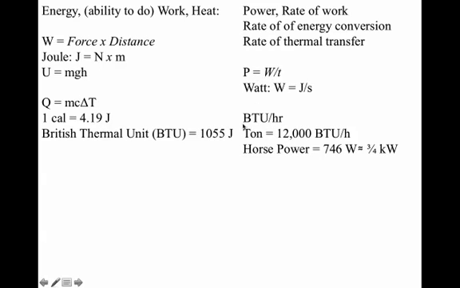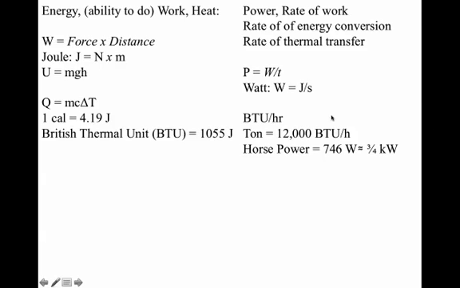So the rate at which you heat something could be a British thermal unit per hour, a BTU per hour, if you're working with English units. Or a horsepower, which is about 3/4 of a kilowatt, 746 watts, is our unit of mechanical power, the English unit of mechanical power, for cars, for instance.